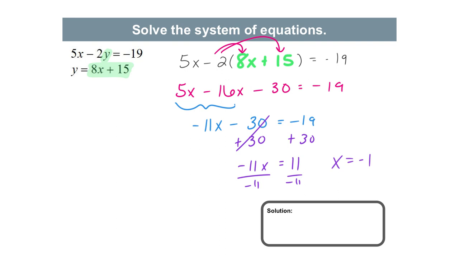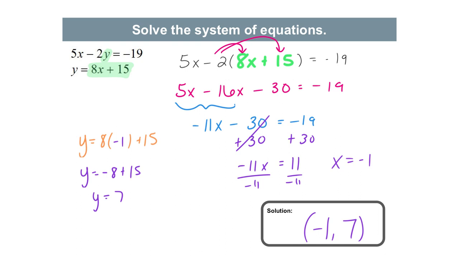Then we will plug into whichever equation we think looks easier. So y equals 8 times x plus 15. We know x is negative 1, so y equals negative 8 plus 15. Y equals 7. So my answer is negative 1, comma 7.